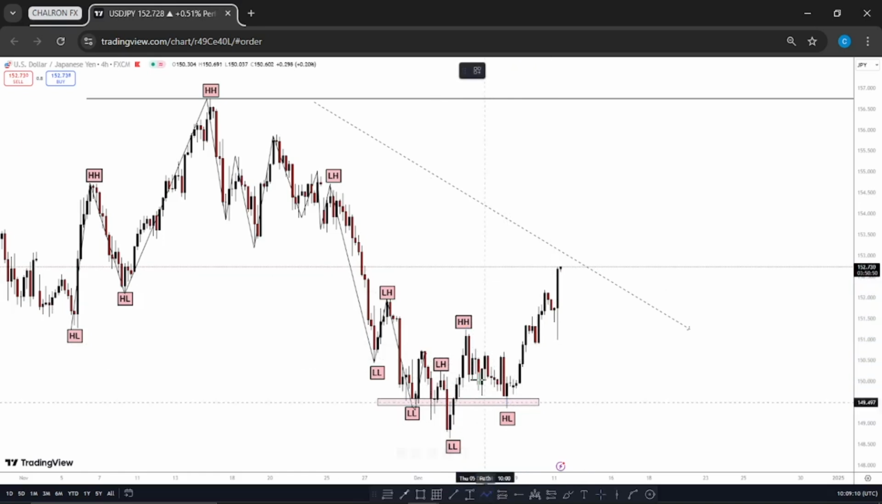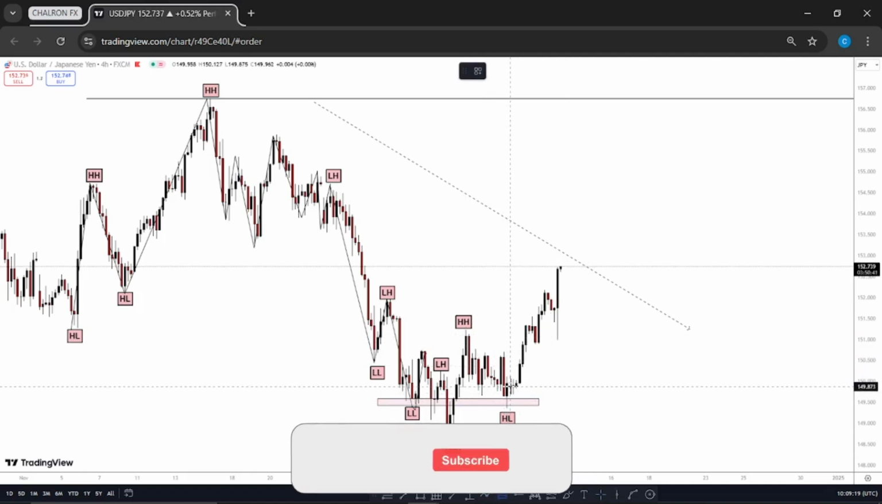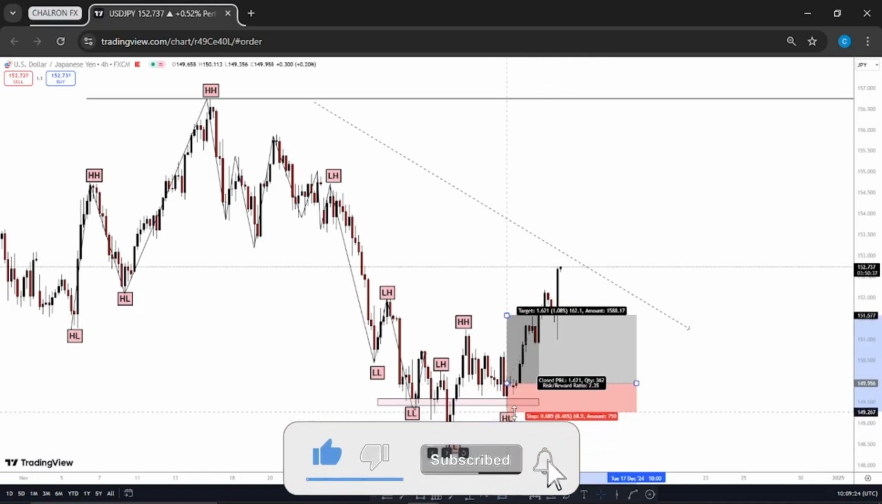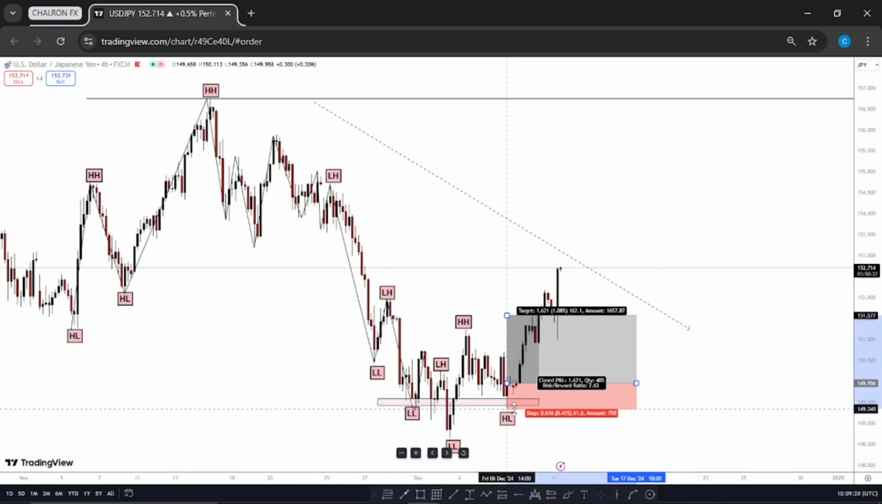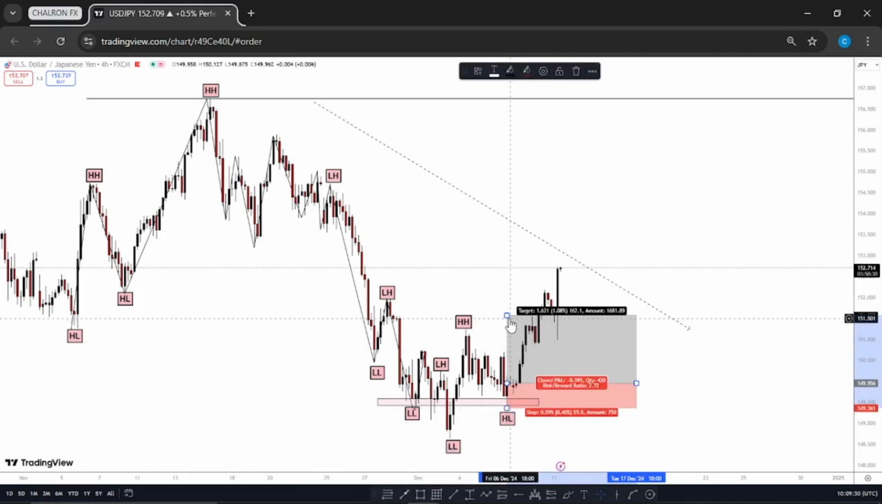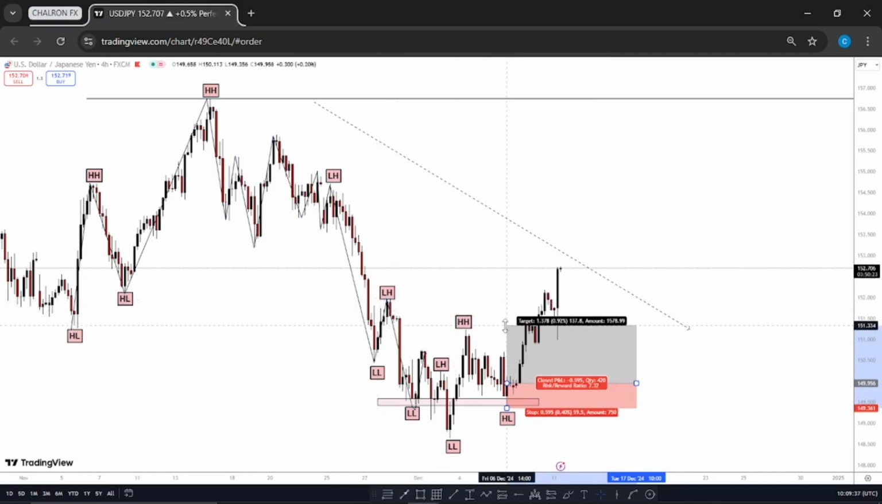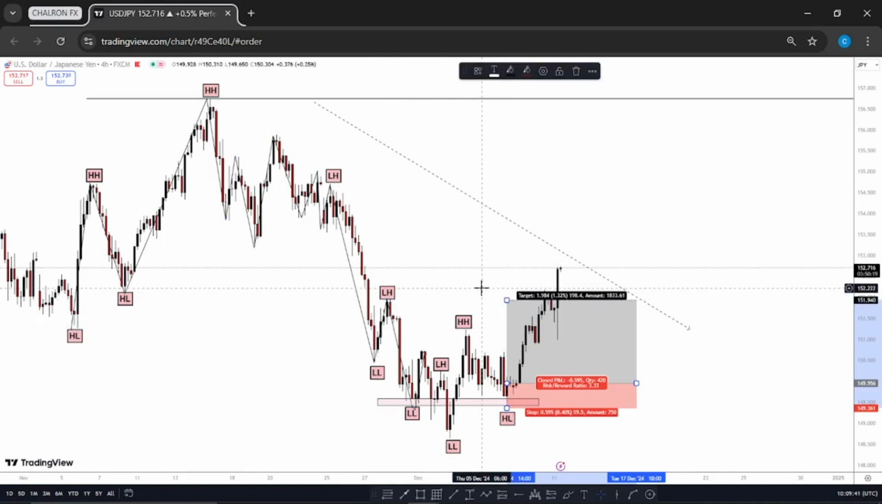So after price retested our key level as a support, our swing traders could have gotten their entry after price gave us this bullish pin bar candlestick confirmation. They could have entered right here, placed their stop loss right below the wick of our bullish pin bar, and their take profit at any of these key levels, either this higher high or this previous lower high.